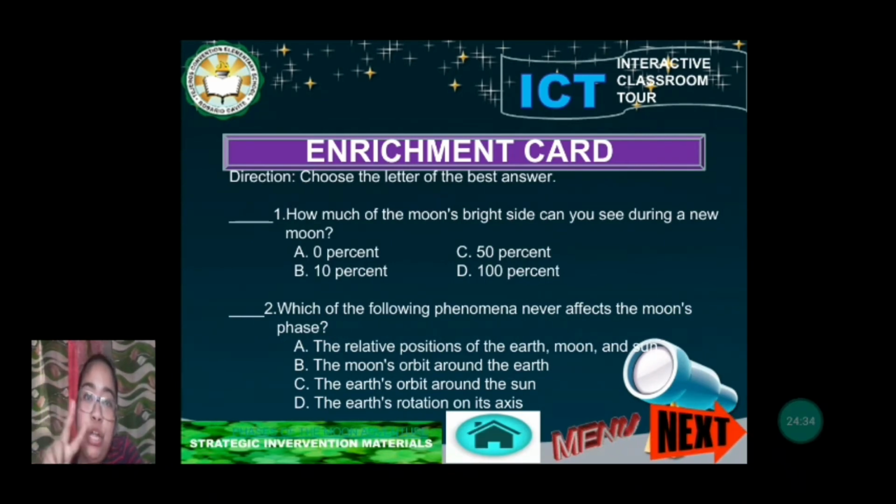For number 2, which of the following phenomena never affects the moon phases? A, the relative position of the earth, moon, and the sun. B, the moon's orbit around the earth. C, the earth's orbit around the sun. D, the earth's rotation on its axis.